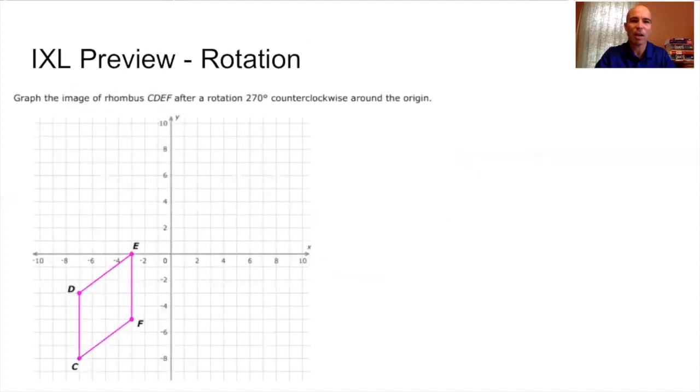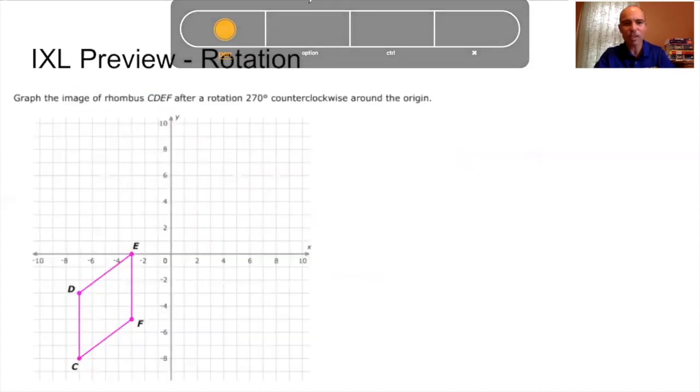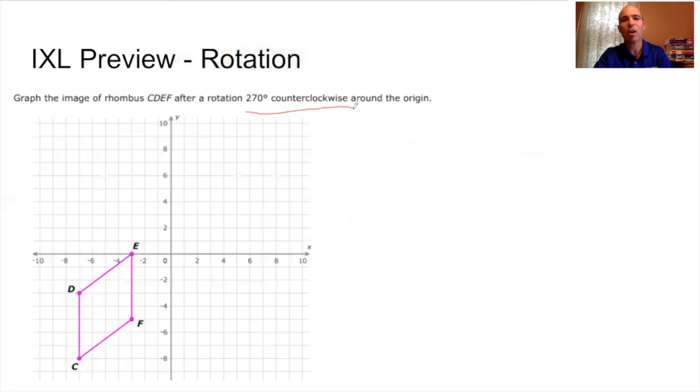A 270 counterclockwise rotation. Now, that is meant to throw you off, and it should. But just remember, 270 counterclockwise is the same as 90 degrees clockwise. Luckily it is about the origin here. So what this new thing will look like is it's going to be rotated 90 degrees clockwise. So the entire thing should be in this quadrant here.